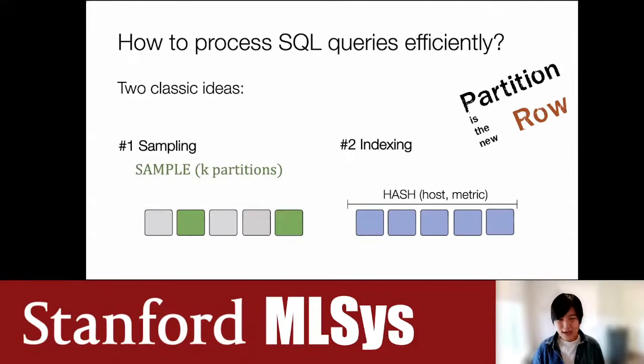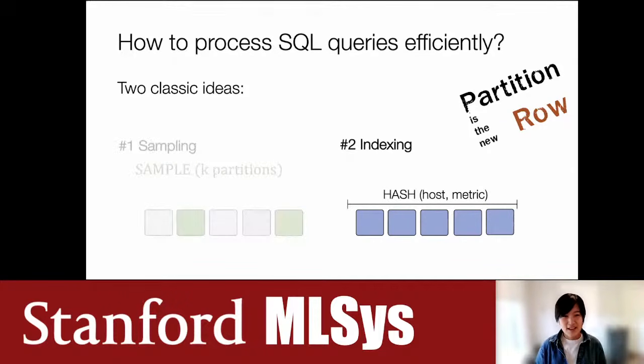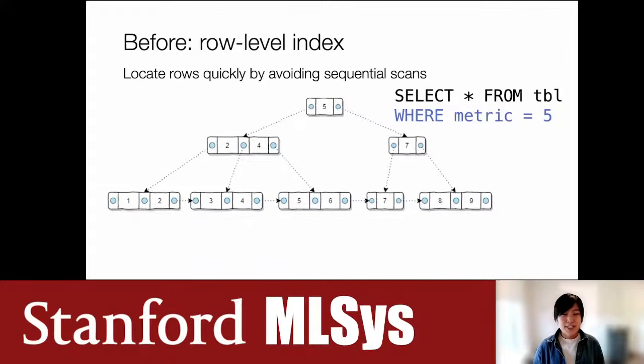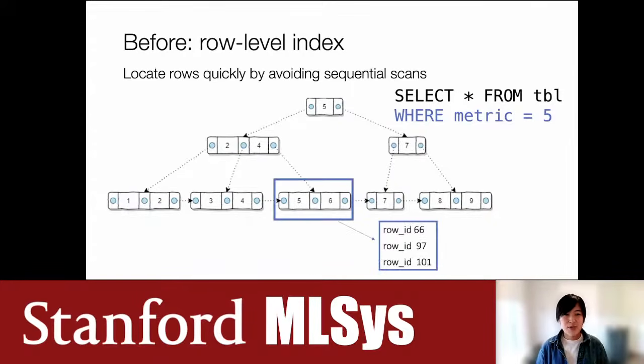And now let's look at what happens for indexing. In traditional databases, you have indices such as B-trees that can help you locate rows quickly. For example, if I want to run a SQL query that computes the sum over records whose metric equals 5, I can look through this index, which will eventually lead me to a number of row IDs. So I can look up these rows quickly without scanning large parts of the table.